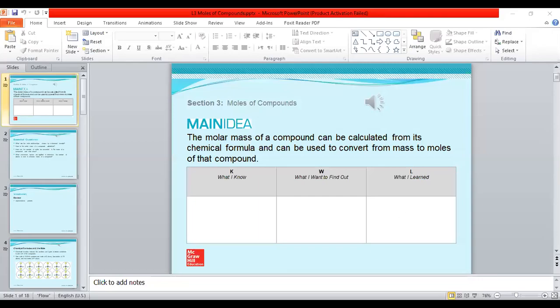Good afternoon, grade 10. Now, inshallah, we are going to make a revision for this session that is called the moles of compounds that we explained before. But now, inshallah, we are going to revise and answer some questions.